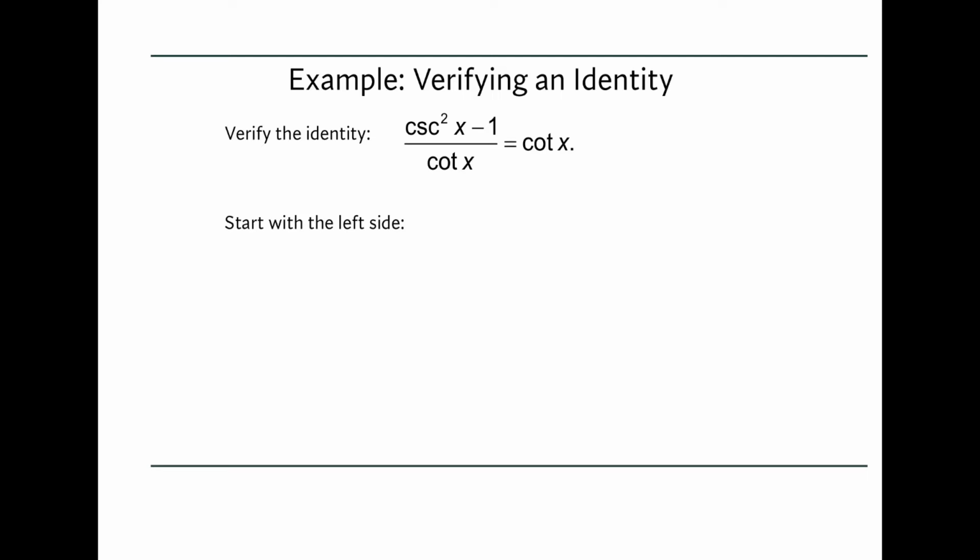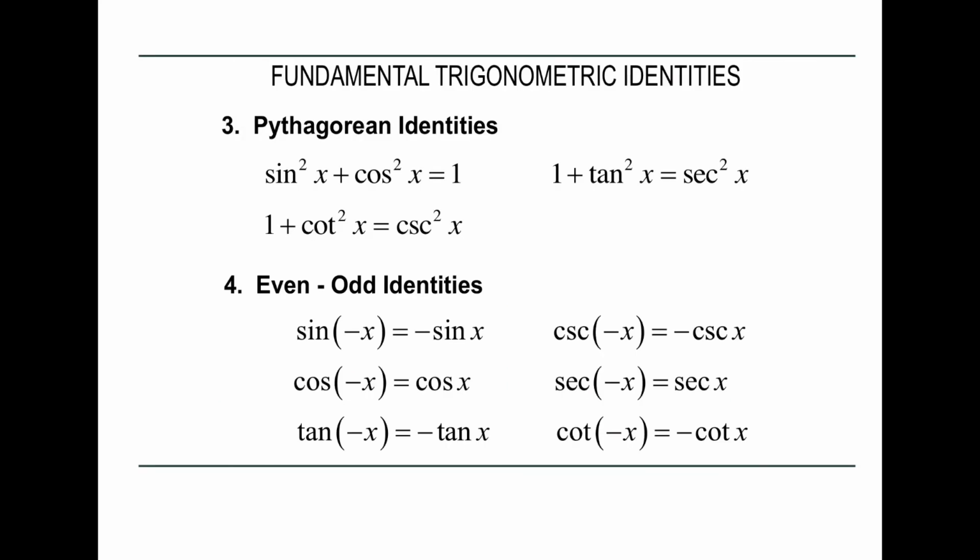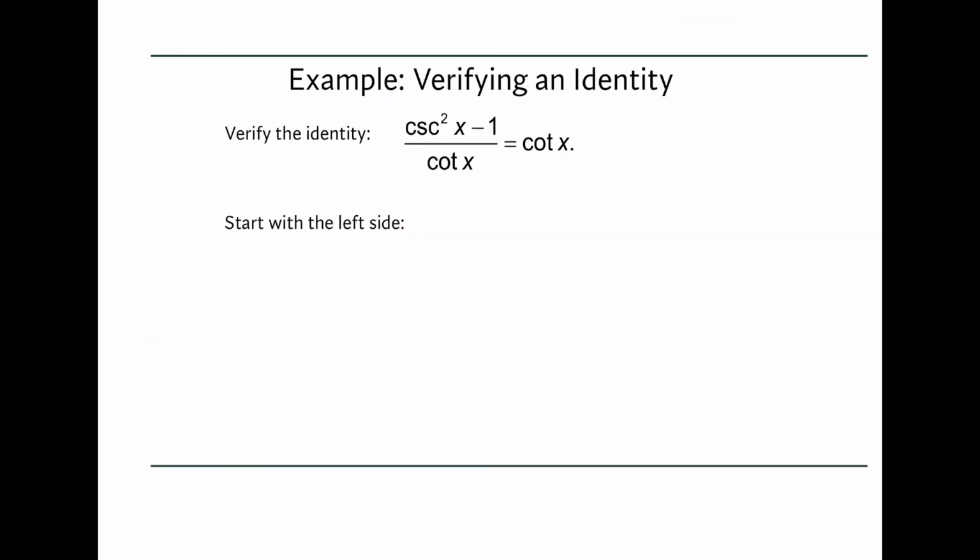It looks like on the left we might have a Pythagorean identity. So we'll go back and look at our Pythagorean identities and see, aha, there is a relationship here between cosecant and cotangent. What we have is cosecant squared minus 1. And what our previous one said is that cotangent squared x plus 1, which is different than what we have here, is equal to cosecant squared.